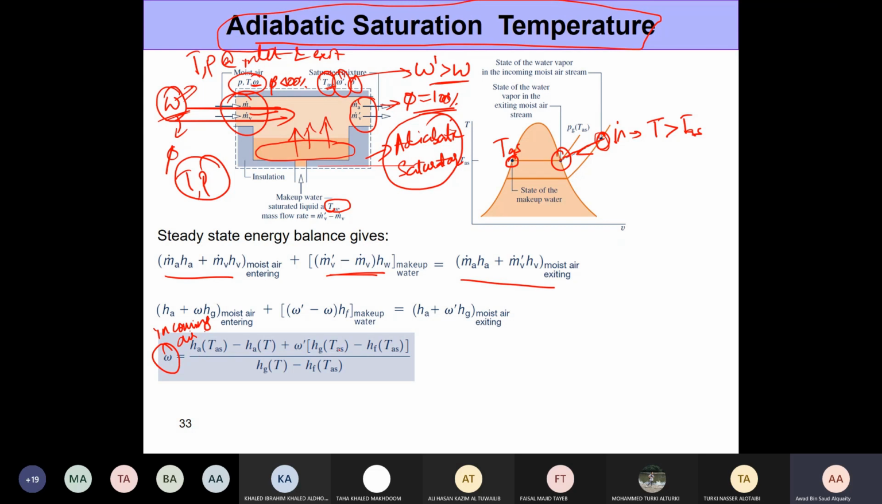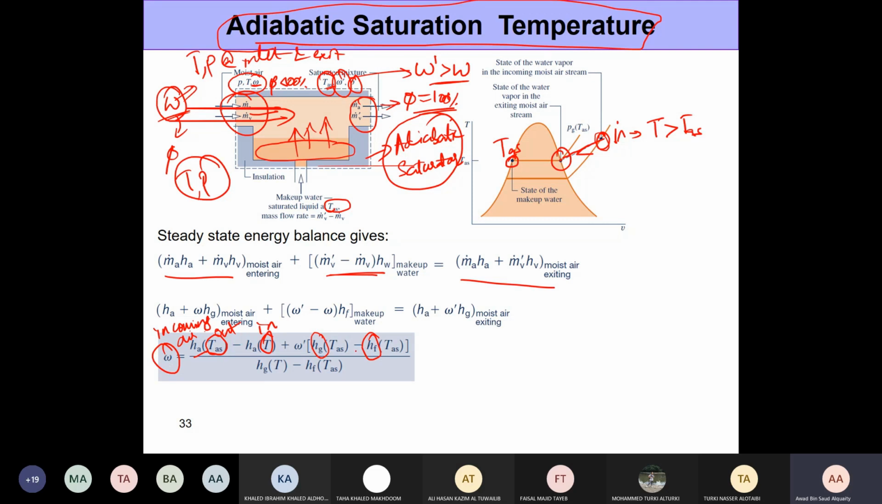This is written in terms of the enthalpies of dry air, of vapor, of saturated vapor, and of saturated liquid. And if you want to calculate these quantities, the only thing that you need is the temperature at which the air enters the adiabatic saturator, and the adiabatic saturation temperature, TAS. If you measure the temperature at the inlet and exit, you are able to calculate omega simply by making use of this formula.